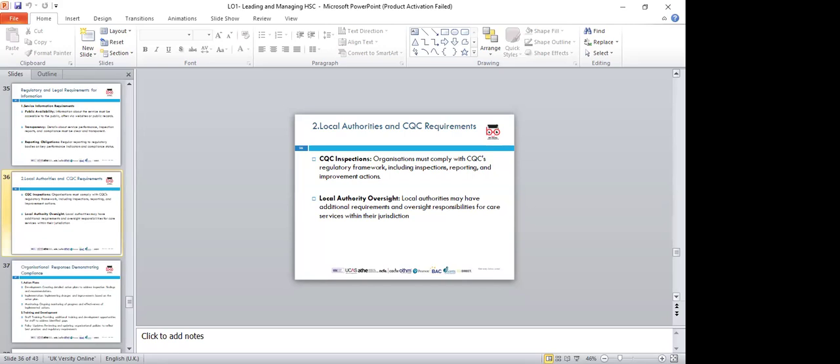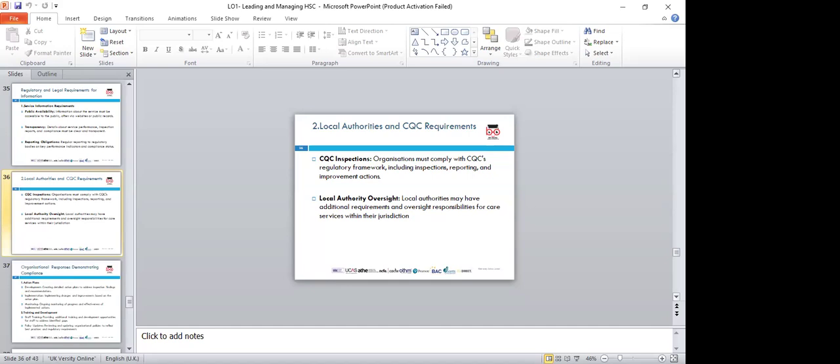Local authority oversight, what we call the councils. The local authorities may have additional requirements and oversight responsibility for care services within their jurisdiction. Of course, they also have their role to play. The local authority also has safeguarding teams. So if a referral is made with the safeguarding, it is not about CQC, it's more local. They send a safeguarding team to come and do an inspection, and they can also recommend closure of your care home.